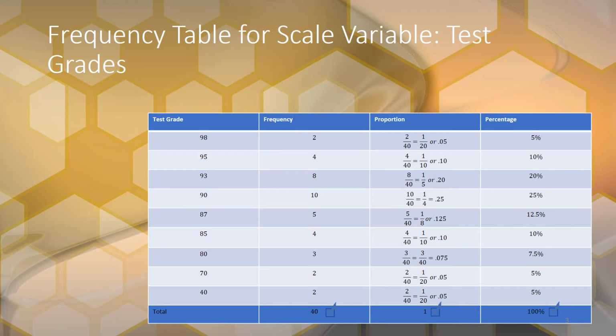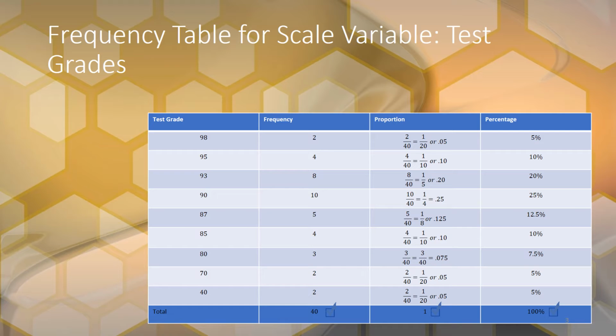Here's a frequency table for a scale variable: test grades. You should know what a scale variable is already. A scale variable is a variable that has values that are equally spaced from each other, and you can add and subtract them. They're usually variables that have an inherent number to them, like test grades, or height, or weight. They just have a number to them, and that means you can add and subtract them.